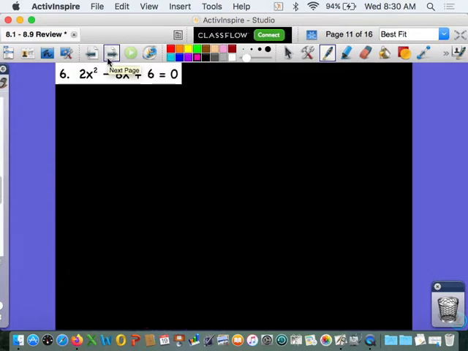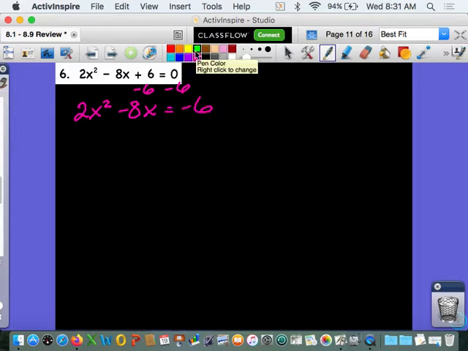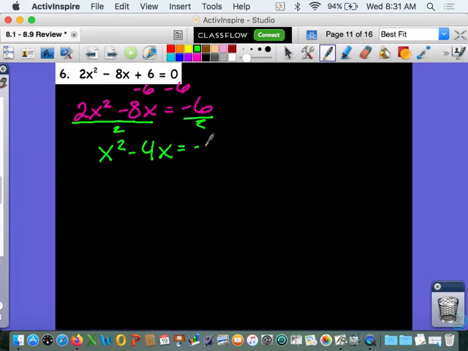Number 6. I'm still completing the square. What do I have to do first? Subtract that 6. Okay, so minus 6 minus 6. 2x squared minus 8x equals negative 6. Now what do I do? Divide by that a value. So that leaves me with x squared minus 4x equals negative 3, correct? Right, now what do I do?